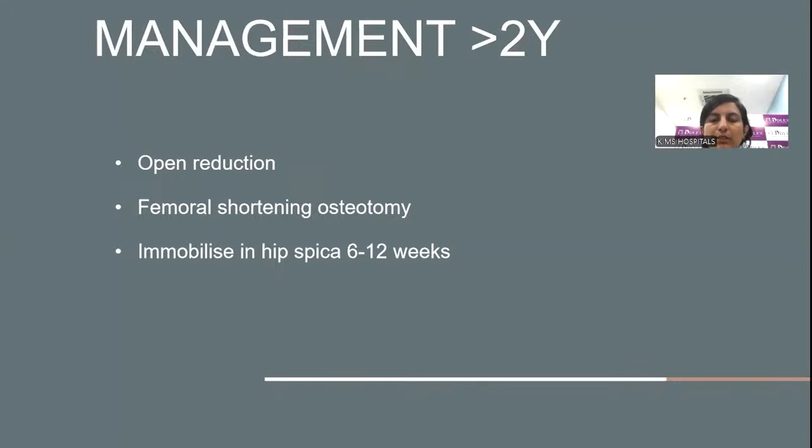So beyond 2 years, we should go ahead with the open reduction. And in case there is also a problem with the femur or acetabulum, we usually do femoral shortening osteotomy or acetabular reconstruction. And following which, again, the baby is immobilized for 6 to 12 weeks in hip spica. So between 2 to 8 years, again, this is the most commonly used management. But beyond 8 years, if it is bilateral hip dislocation, we do not do anything. We just leave it. And if it is just unilateral dislocation, we can do a surgery, but with guarded prognosis.